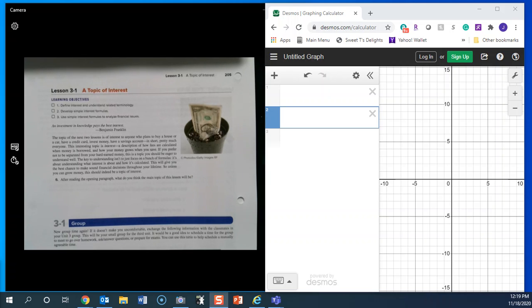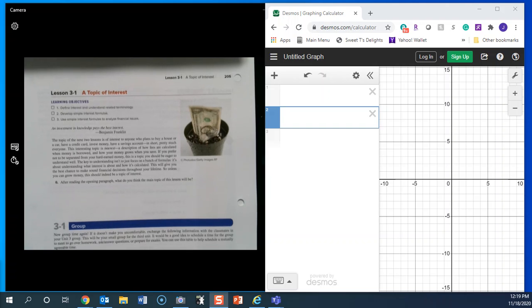Hello class, we're about to start section 3.1, Topic of Interest. We're on page 205. The learning objectives are to define interest and understand related terminology, to develop simple interest formulas, and to use simple interest formulas to analyze financial issues. An investment in knowledge pays the best interest, a quote by Benjamin Franklin.